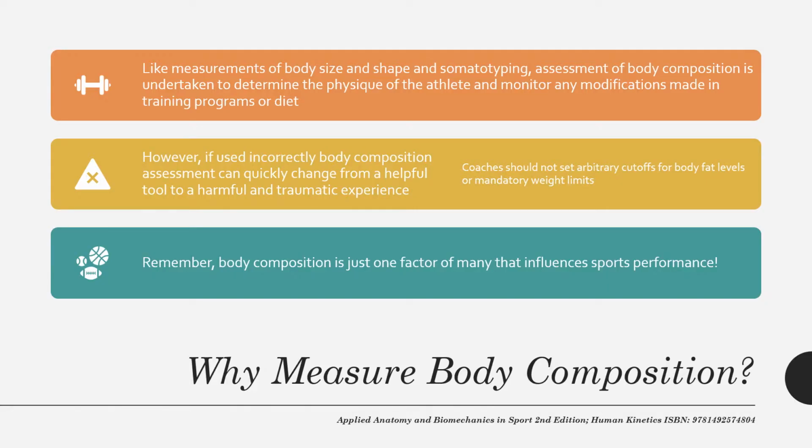So, we've talked so far about body size and shape, somatotypes, and some other important factors about body size. So let's talk about body composition. Where does body fat hang out on your body? Where is our muscle mass? Things like that. Very similar to measurements like body size and shape and somatotyping, when we assess body composition, we're trying to determine the physique of the athlete and monitor any modifications made in our training programs or diet to see if we're actually helping them improve their sports performance.